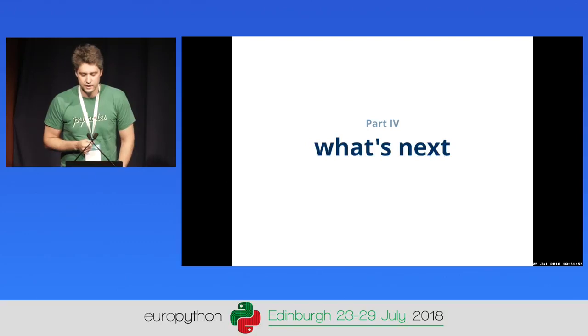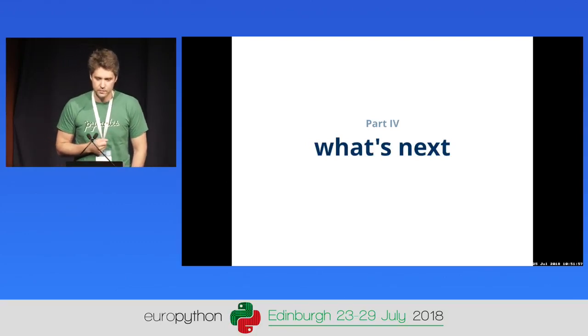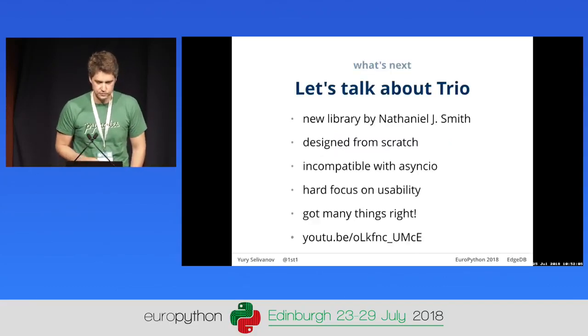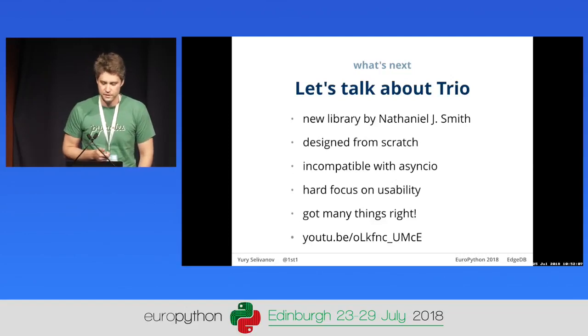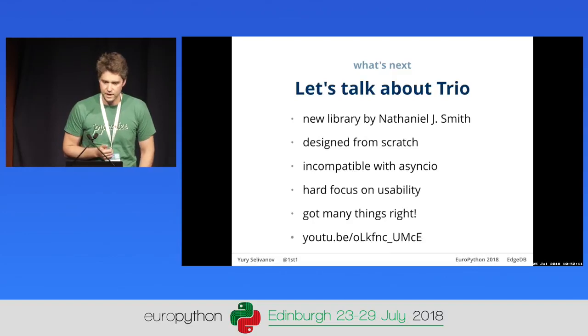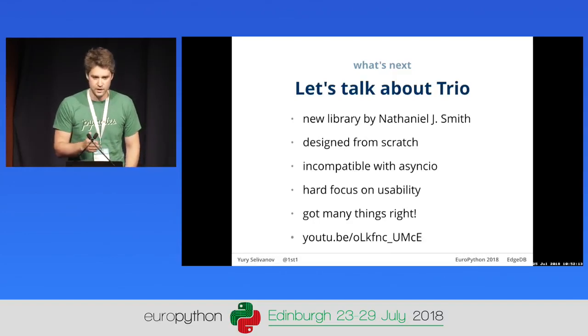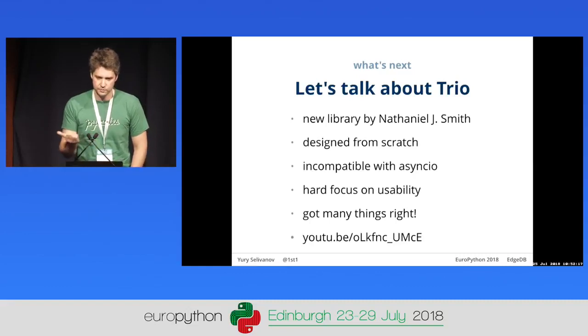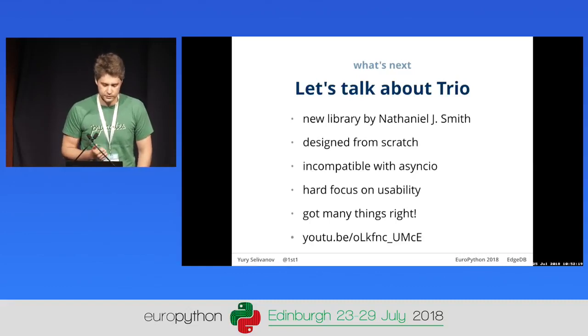But the big question is what we have in mind for async IO in Python 3.8 and maybe Python 3.9, and here I think it's a good time to start to talk about Trio. So Trio was created by Nathaniel Smith around Python 3.6, and it's also designed from scratch. It's incompatible with async IO. It has a completely different design under the hood. I think there is some interop layer. I'm not sure how well it works right now.